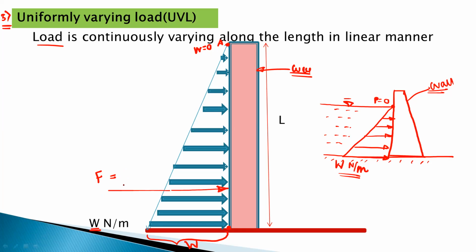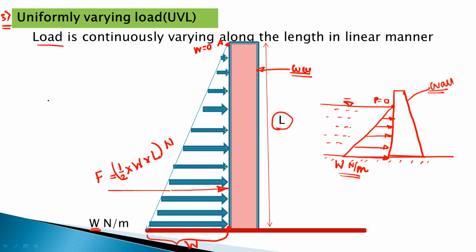Okay. We can find out this value by using the area of triangle. So this is 1 by 2, height is W, that is the maximum intensity of the UVL, into base, that is nothing but this span, so it is equal to L. So by using this formula, we can find out the equivalent point load because of the UVL, and its unit will be Newton or kilonewton.